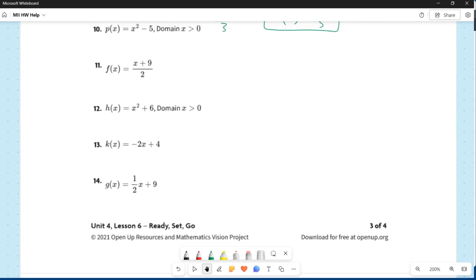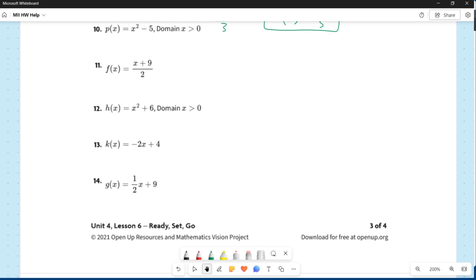Next question is 10. This time our equation p of x is x squared minus 5. This is a quadratic. And we are limiting our domain. In the original function, normally x could be anything you want. X could be positive, negative, 0. It's a quadratic. It doesn't really matter. For this question specifically, we are restricting our domain so that x is strictly positive. So x is not 0 and x is not negative.